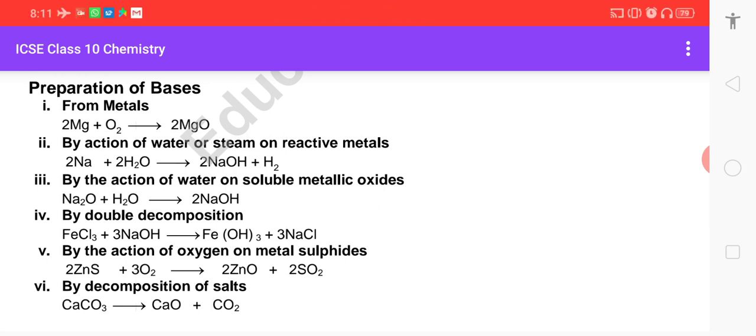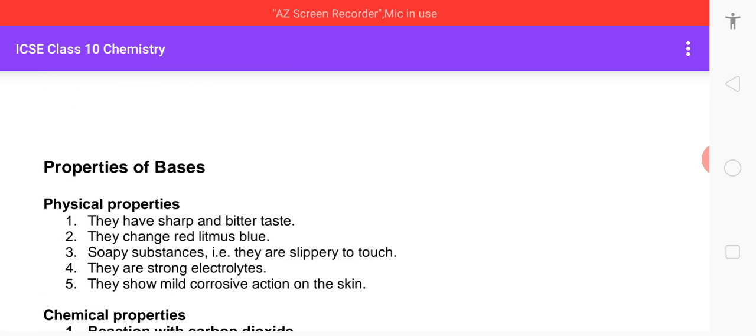Then by double decomposition: ferric chloride plus sodium hydroxide gives ferric hydroxide, a base, and sodium chloride, a salt. Then by the action of oxygen on metal sulfide, like zinc sulfide with oxygen giving zinc oxide and sulfur dioxide. Then by decomposition of salts, like calcium carbonate decomposing to give calcium oxide and carbon dioxide. Even nitrates decompose to give bases.